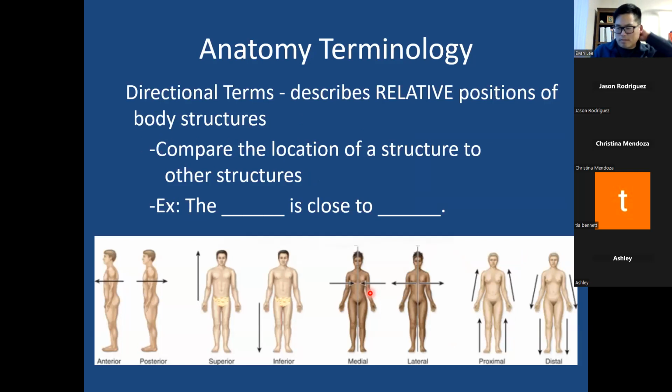Now, what we're going to be using throughout the semester is mostly directional terminology. These are different types of terms that we use to describe the position of things in the body. As an example of how to use them, we describe the relative position compared to something else. Usually when you use these terms, you say the blank is close to blank, or the blank is in this direction to blank.